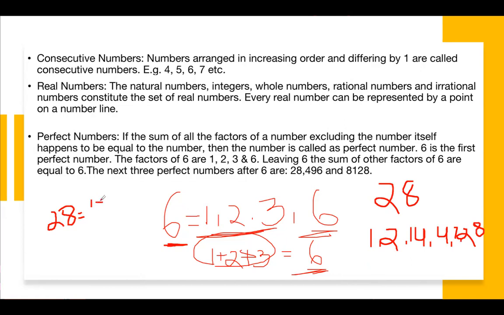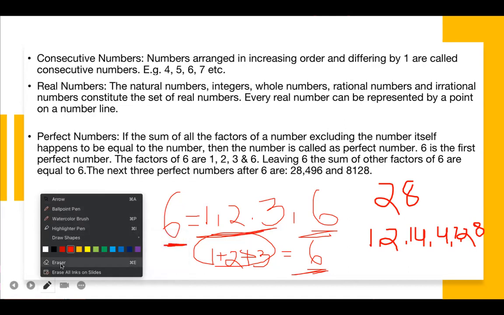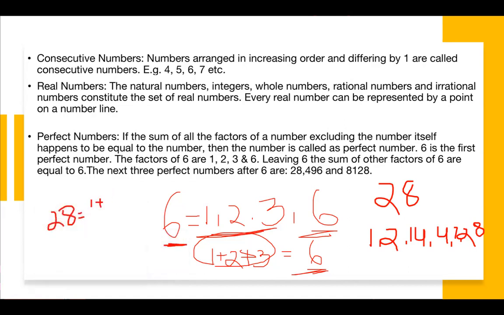1 plus 2, plus 4, plus 7, plus 14. Okay, that's it. 1 plus 2 is 3, 3 plus 4 is 7, 7 plus 7 is 14, 14 plus 14 is 28.